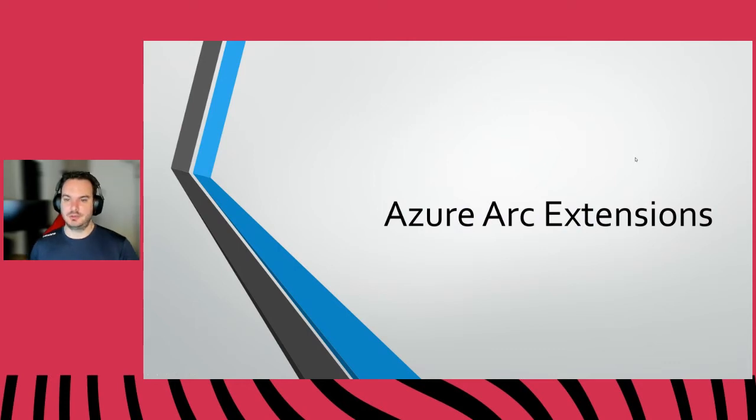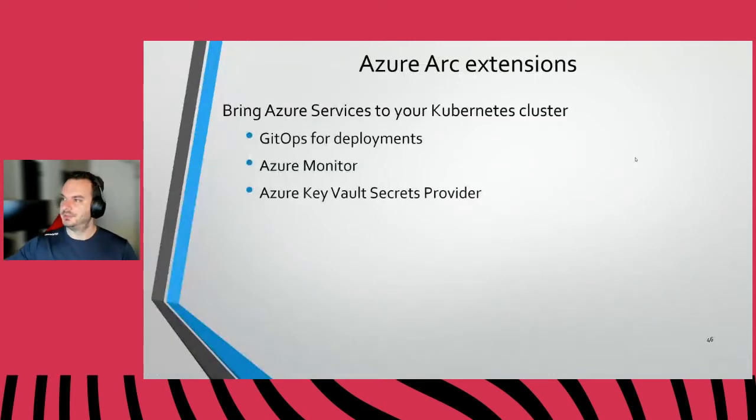So now let's take a look at the Azure Arc extensions. With the Azure Arc extensions, you can bring Azure services to your Kubernetes cluster and have already existing Azure functionality running in your on-premise cluster, and also don't have to care much about the installation process. Usually it's just a single line command, and then Azure will take care of the rest.